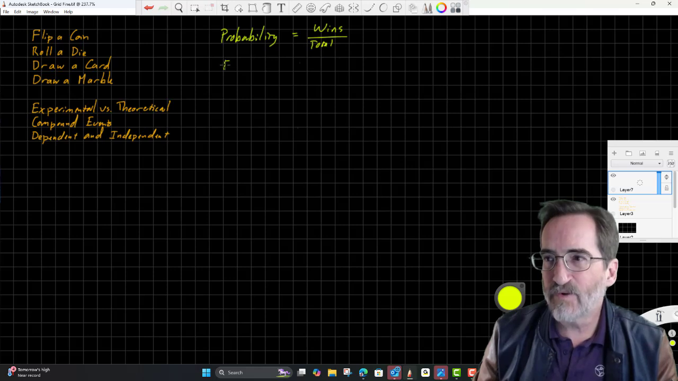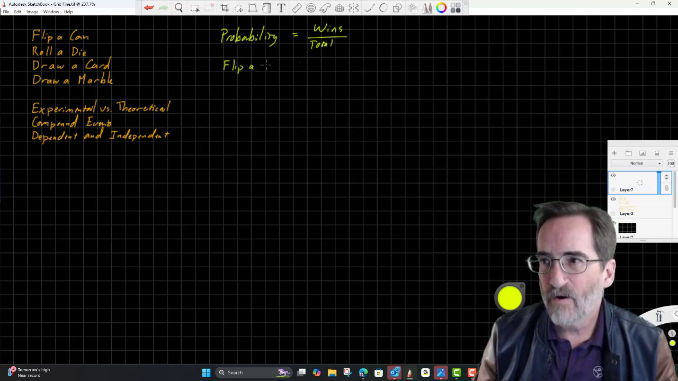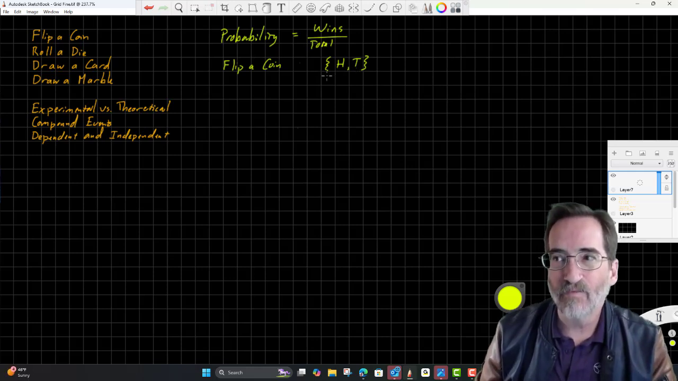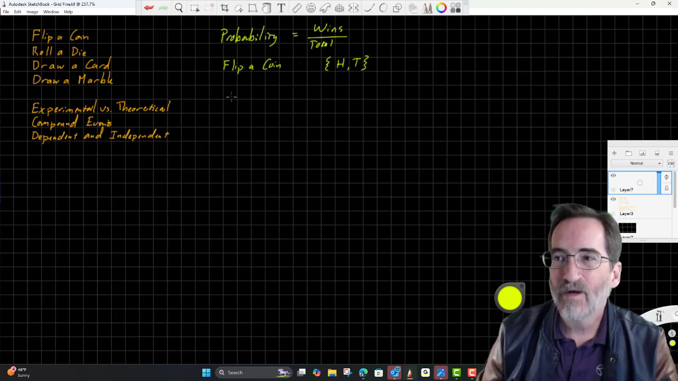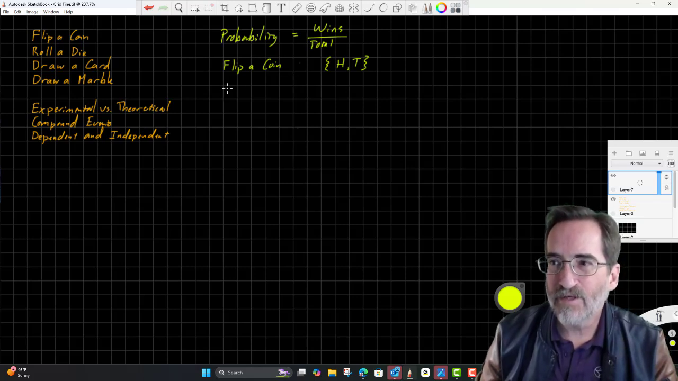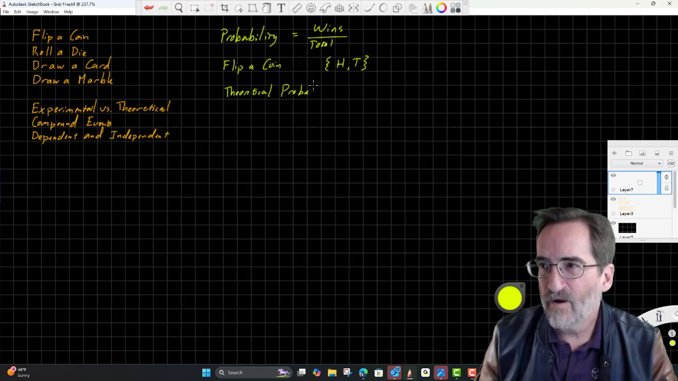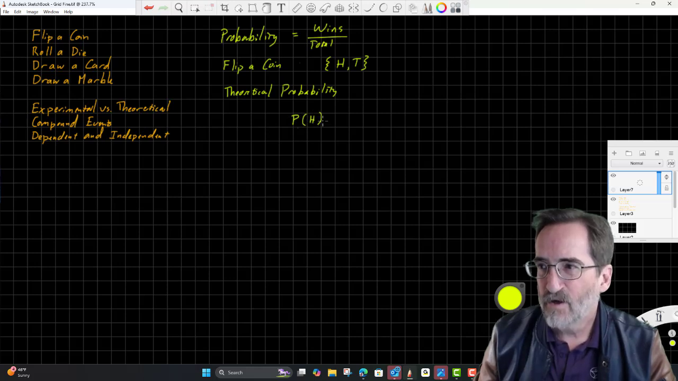Let's say we have an experiment like flipping a coin. The sample space for flipping a coin is a head or a tail. And if it's a fair coin, then we can assume that the probability of heads and tails are equal. It's not a weighted coin or anything like that. So let's say we want to calculate something called the theoretical probability of getting a head when flipping a coin. We would note that P of H, the probability of getting a head.